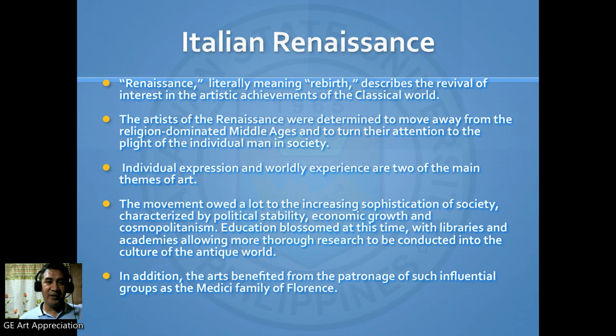Renaissance is literally rebirth. It describes the revival of the interest in the artistic achievements of the classical world. In addition, the arts benefited from the patronage of such influential groups as the Medici family of Florence.